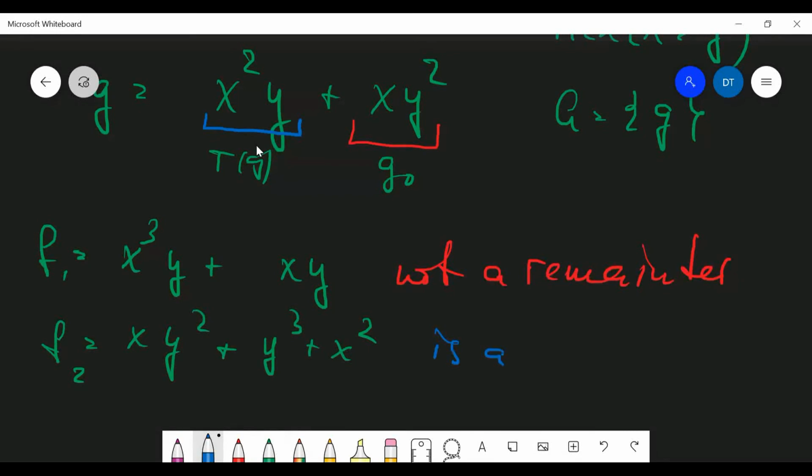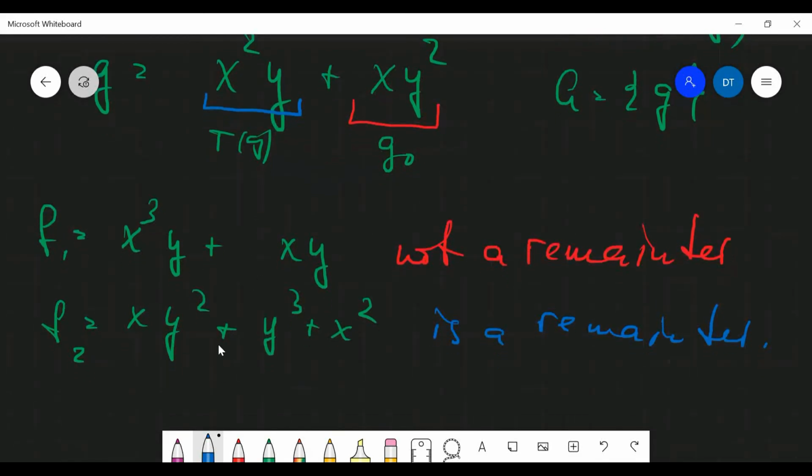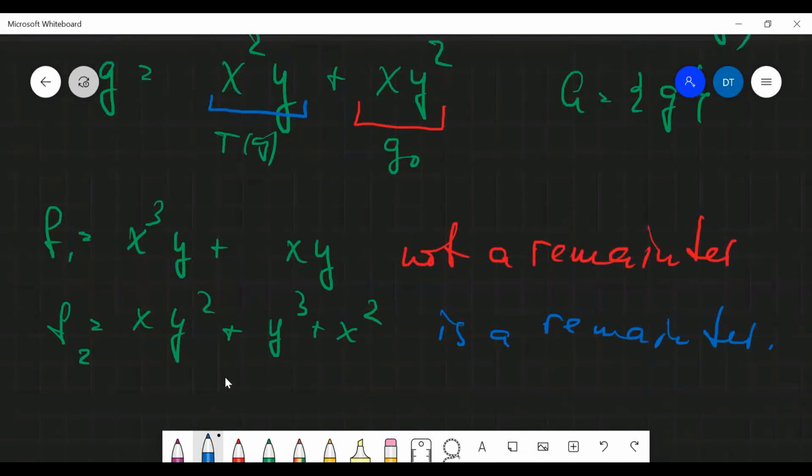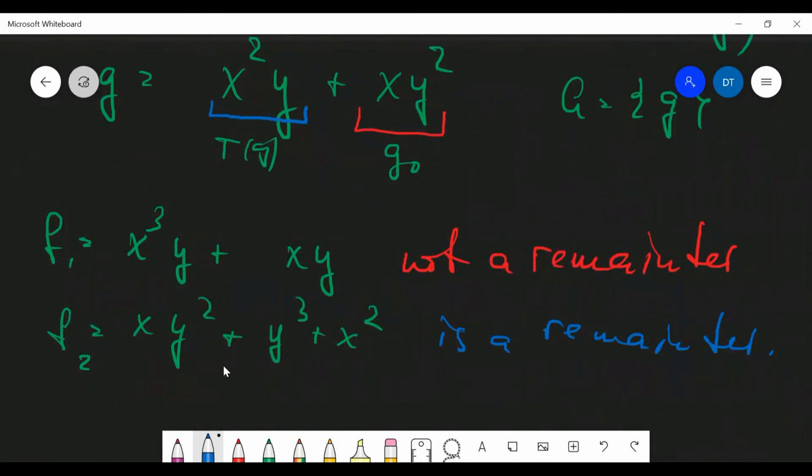What if we have x cubed? If we have x cubed, then it's also a remainder, because you cannot divide it by this. So it's necessary that something is divisible by the head, the leading element of the polynomial. If there is no monomial divisible by the leading term of the polynomial g, then it will be a remainder. Okay, thank you.